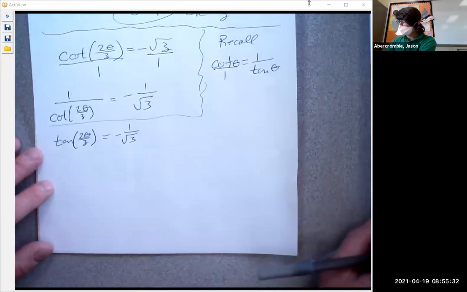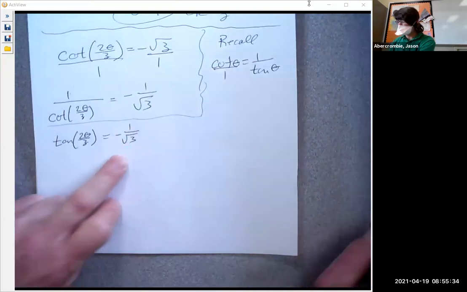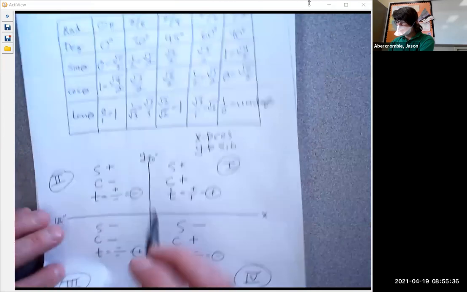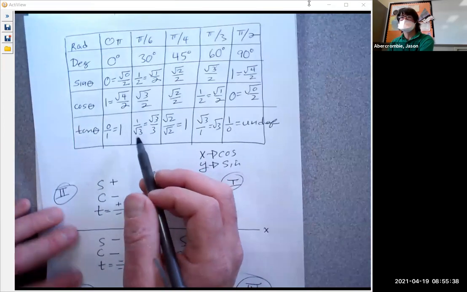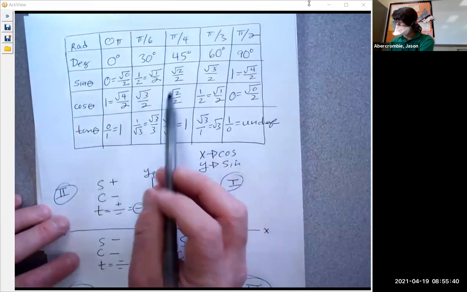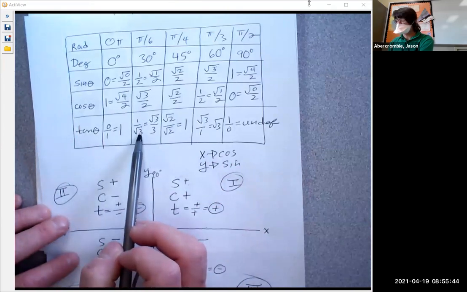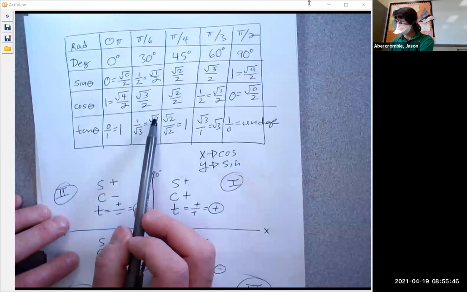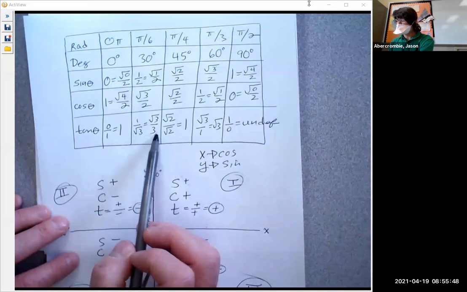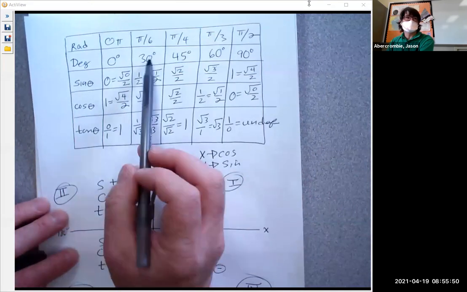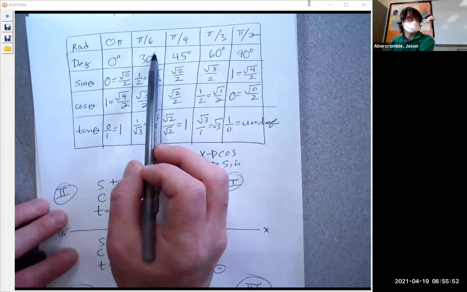And let's just look at my options. 1 over root 3 is what I'm looking for. Do you see that any place? Here's tangent. I see 1 over root 3 right there. It got rationalized to root 3 over 3, but either way, that goes with 30 degrees. 30 degrees. That's my reference angle here.